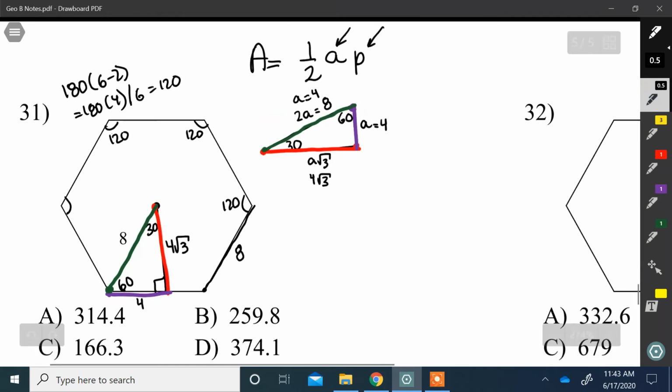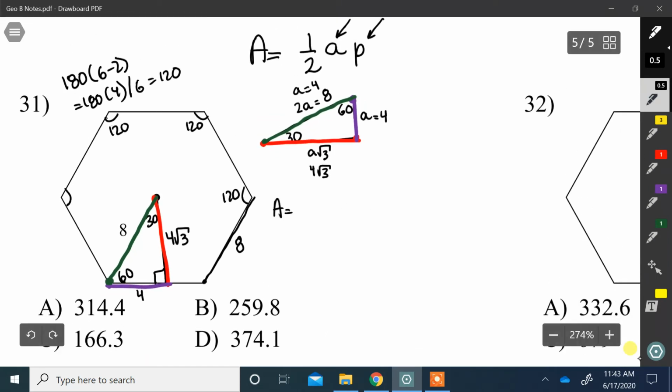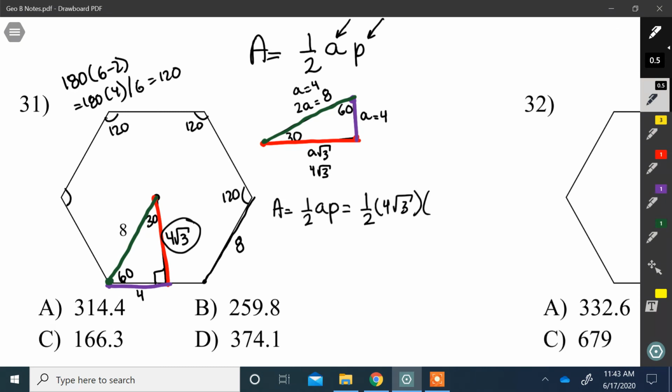So the area, once again, is the apothem times the perimeter. The apothem is 4 times the square root of 3. The perimeter, in this case, is 8 times the number of sides. It's 1, 2, 3, 4, 5, and 6.